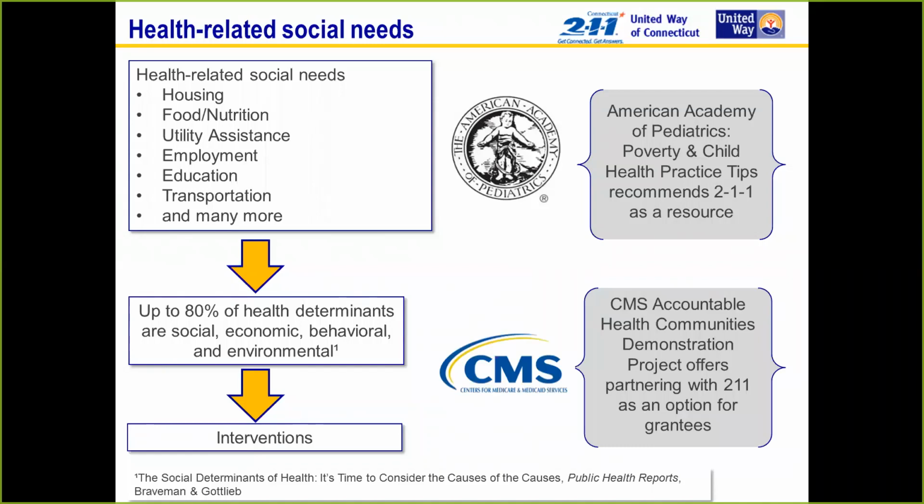Also, when the Centers for Medicare and Medicaid Services, CMS, released the funding opportunity in 2016 for the Accountable Health Communities model, which is the largest demonstration project to date in this area, they too offered 2-1-1s as a potential partner in this work. And on a local level, we here at 2-1-1 Connecticut are indeed a partner in the grant received by Danbury Hospital and their 6-hospital consortium.